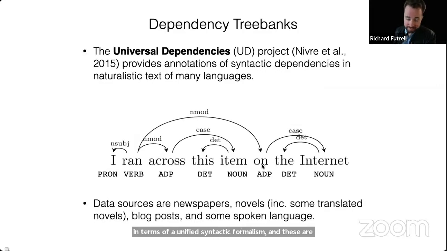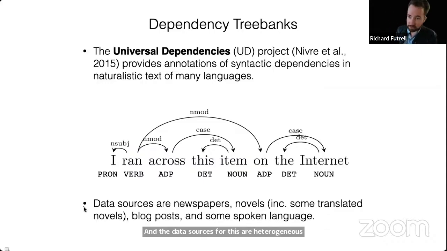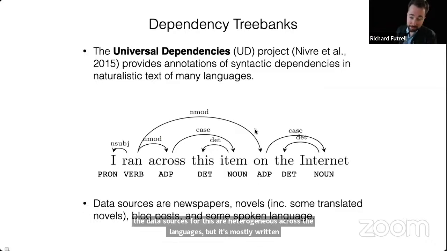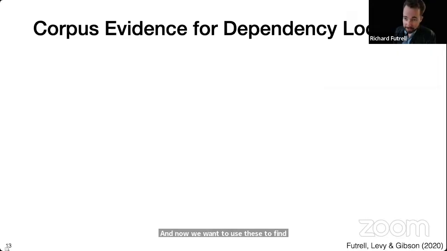You get sentences like this. It says, I ran across this item on the internet. And so you have labels where you're marking syntactic dependencies from head to dependent, or you can think about that as from head to modifier, with various useful labels. The data sources for this are heterogeneous across the languages, but it's mostly written data. But the point is just we have large corpora of text that are annotated for their syntactic structure in this way. And now we want to use these to find evidence for this idea of dependency locality.